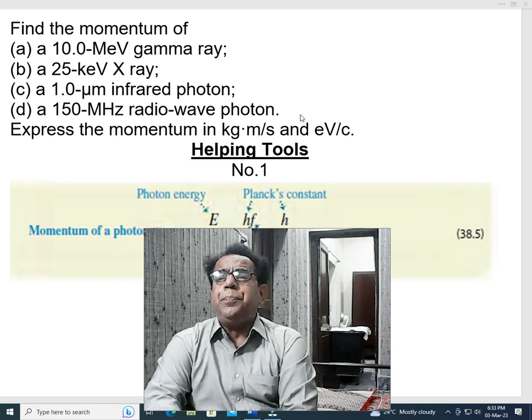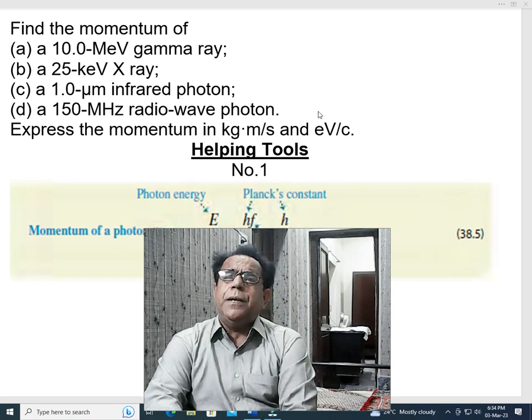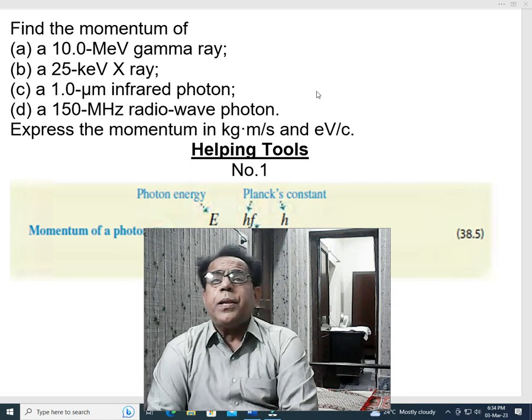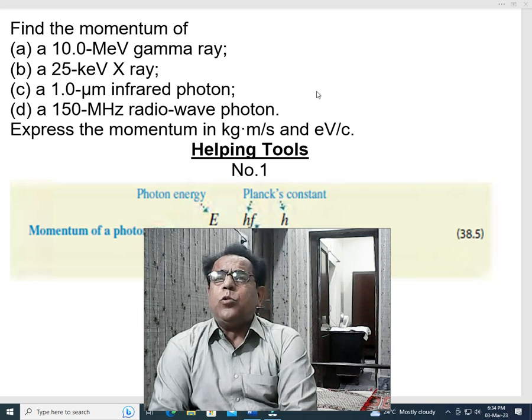So that by giving reference to these tools, we will be able to proceed rapidly. And in this way, I hope my speed of uploading video lectures in this format will also be increased. So anyhow, dear students, this problem is regarding photoelectric effect, in which we are going to find out momentum.